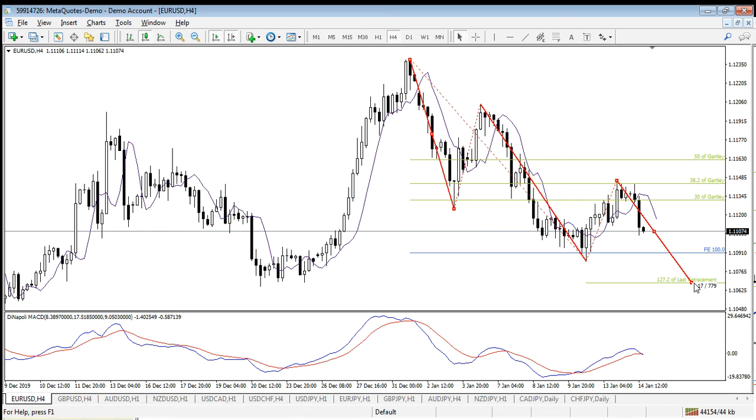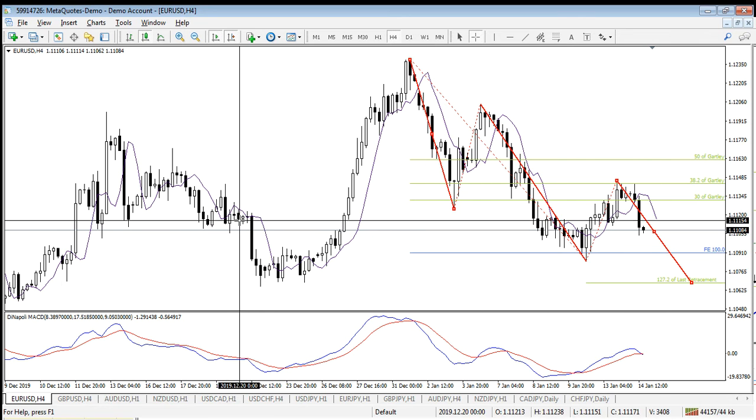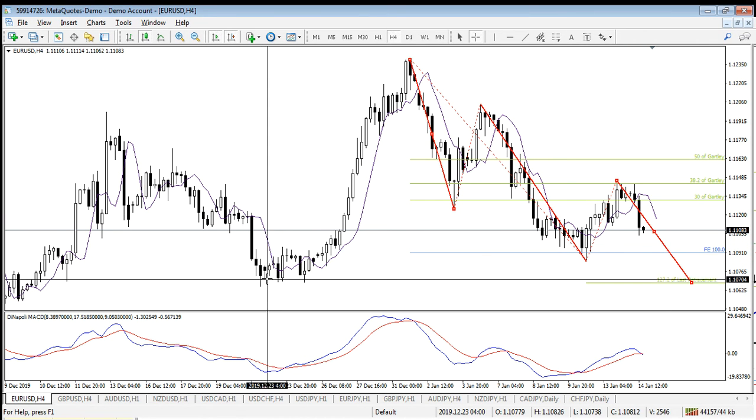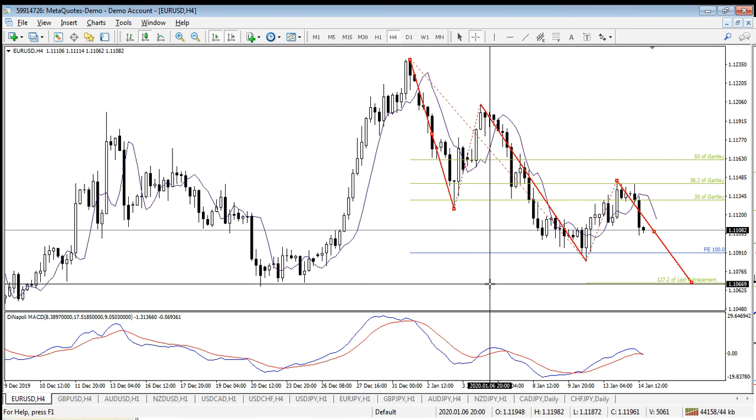We should not consider anything else for the target, because now this target is more significant, not only because this is a completion point of three drive, but also because this is the last natural support. Natural support means last time price had fallen and had taken support in this area. So this is coinciding with 127.2. So this is where we will place our target.